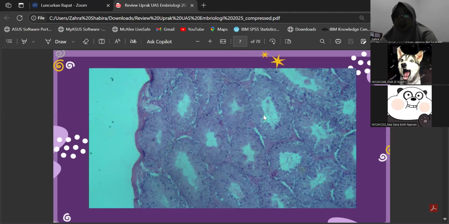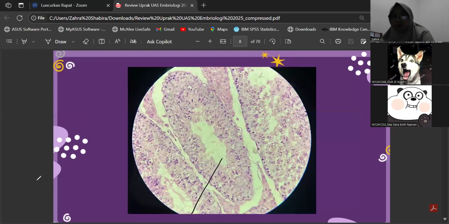This one is also the same, where all the tubulus seminiferus are side by side everywhere, but still there is a gap for interstitial tissue over here and over here. So maybe you see a triangle like this one. Interstitial tissue, yeah. Okay, we continue.